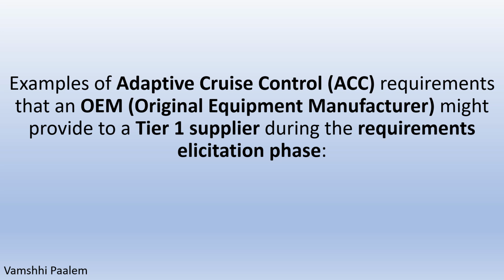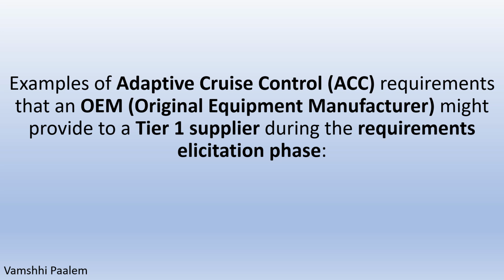Hello everybody. In system engineering, we briefly touched upon the various SYS levels: SYS 1, SYS 2, SYS 3. And in SYS 1, we clearly mentioned that SYS 1 means requirements elicitation. So it is at this level that the OEM always shares the item definition or the item requirements with the tier 1.